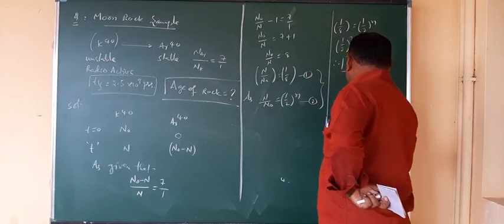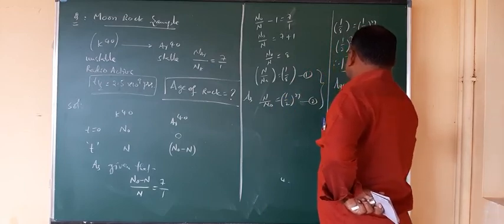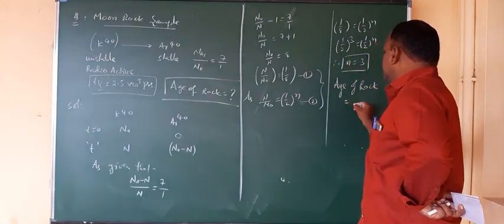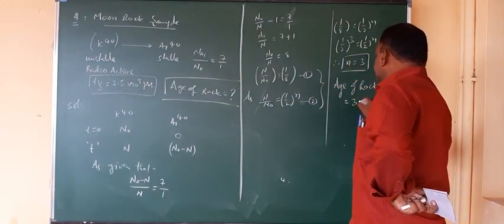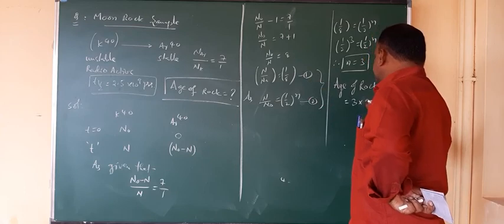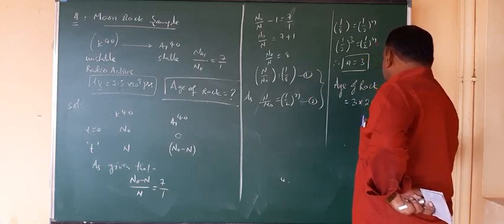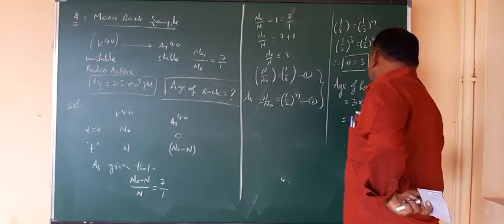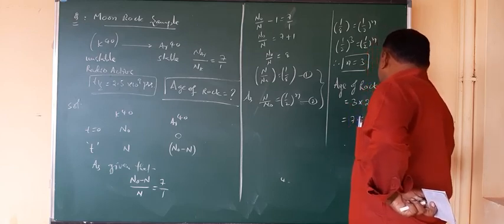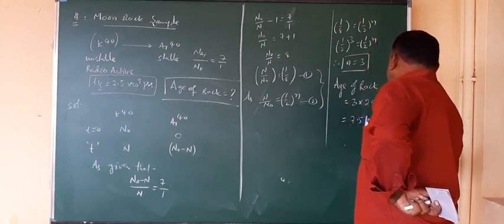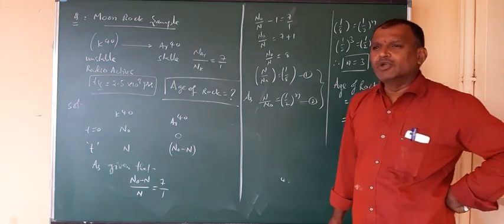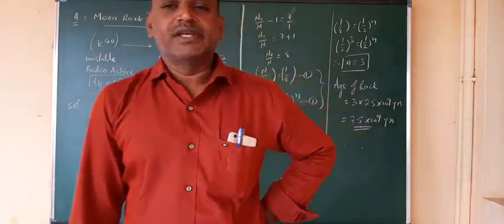Then the age of the rock is given by the number of half-life cycles, 3, times each half-life, which is 2.5 into 10 power 9 years. So the age of the rock is equal to 7.5 into 10 power 9 years. This is the value for the age of the rock.